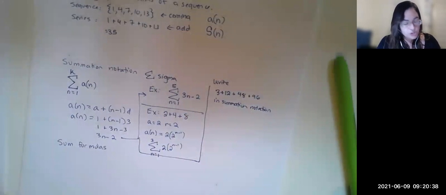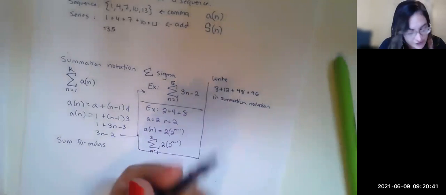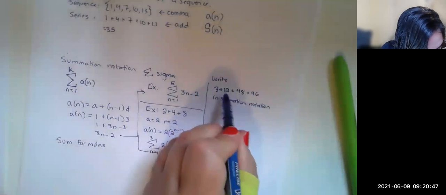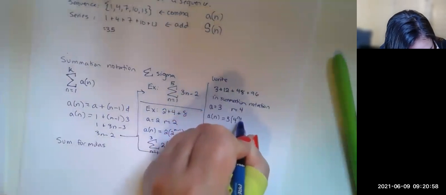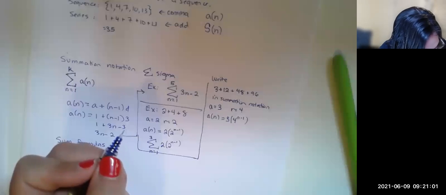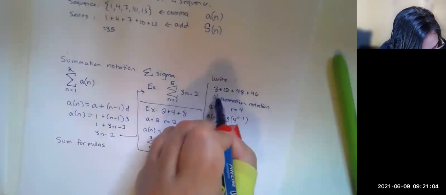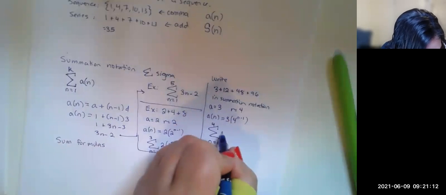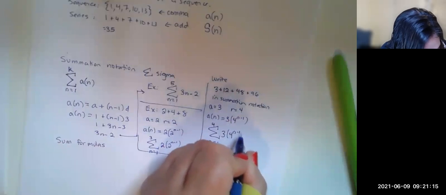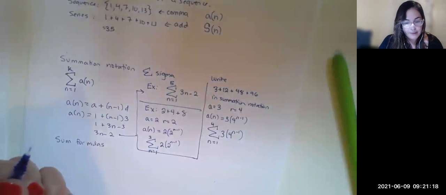All right, so we have to find the sequence formula first. Is it arithmetic or geometric? Hopefully you figured out it's geometric. You're multiplying by 4 each time. So your first term is 3 and your common ratio is 4. So your sequence is 3 times 4 to the n minus 1. And we have 4 terms: n equals 1, n equals 2, n equals 3, n equals 4. So we're going to have the sum from 1 to 4 of 3 times 4 to the n minus 1. That's that.